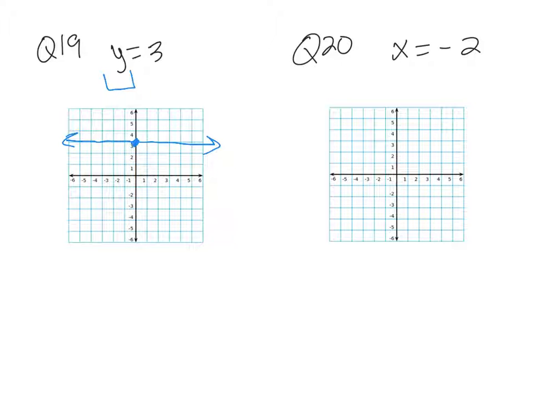Similarly for x, see there's no y in this equation, all we have is x. So I'm going to put a point where x is equal to -2. And again, it doesn't matter what y is, we just know that x always equals -2, and where x always equals -2 is this vertical line.